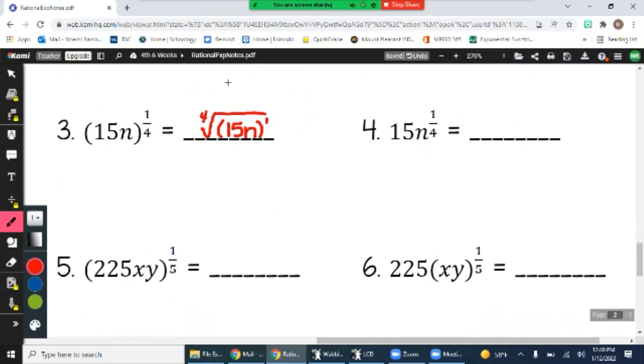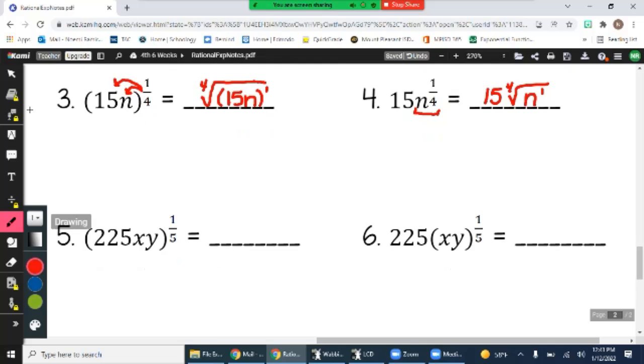Now 4 is similar to 3, but not the same. That 1/4 only applies to which base? It only applies to n because the parentheses is what causes this 1/4 to apply to the 15 and the n. But here, 1/4 only applies to the n. So where's 15 gonna go? Outside of the radical symbol. So 15 to the 4th root of n to the power of 1. Once again, not required to include the exponent of 1, but you are required to include the 4 for your index.